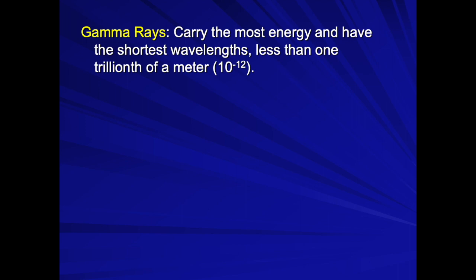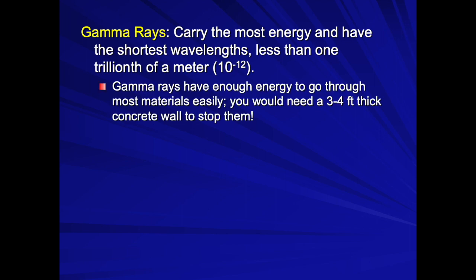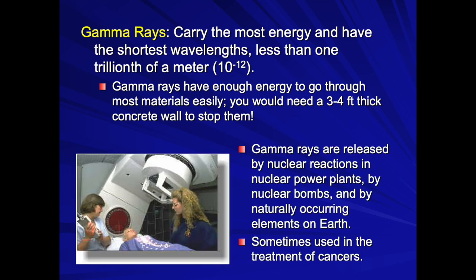Gamma rays have the shortest wavelengths, less than 1 trillionth of a meter. Therefore, they have the highest frequencies and carry the most energy. These are the most damaging to tissues. They are very hard to stop. You would need a 3 to 4 foot thick concrete wall to stop them.